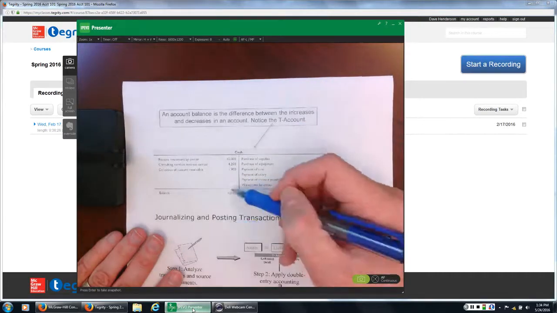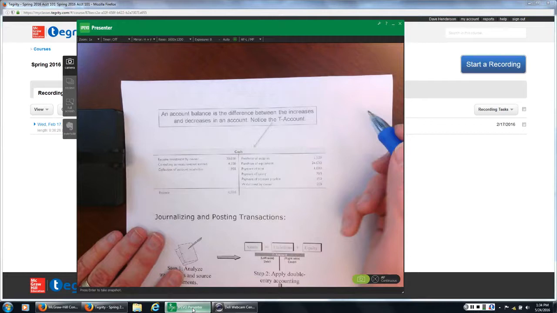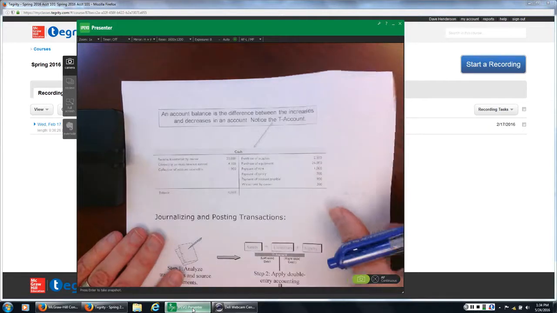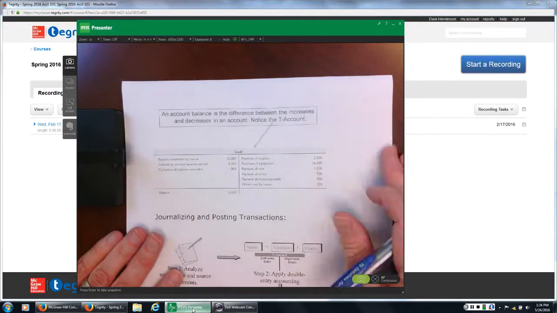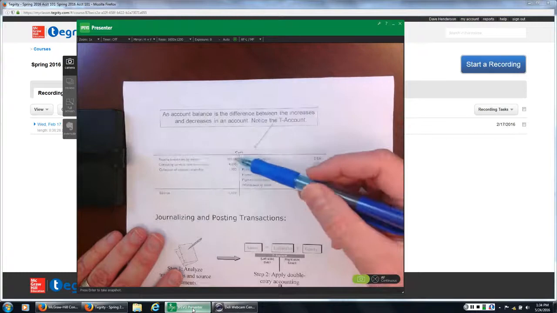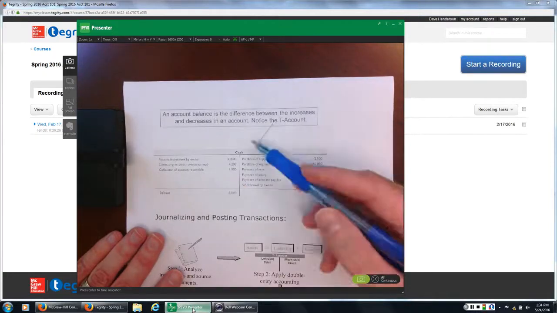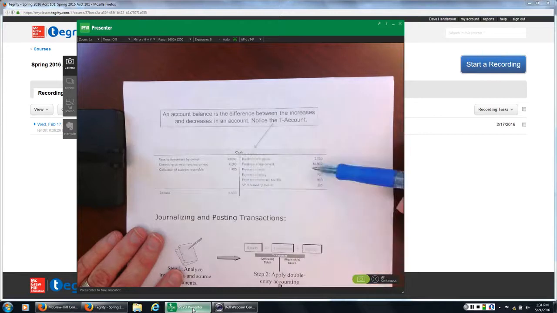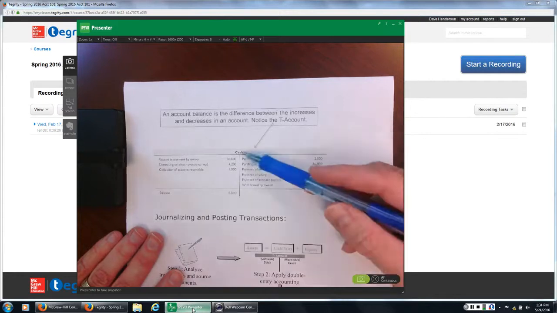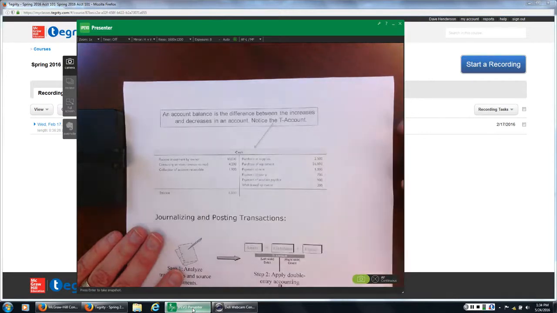I'm trying to read that. I think it says $4,800, because I would add up all my debits and subtract my credits. If this had said accounts payable, where the normal balance would be a credit, I would add up my credits and subtract my debits, and I would expect to have a balance over here on the credit side. Okay?